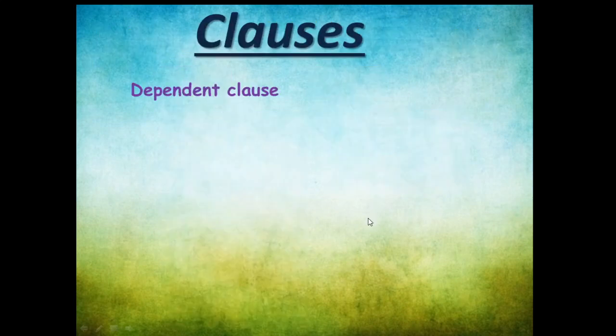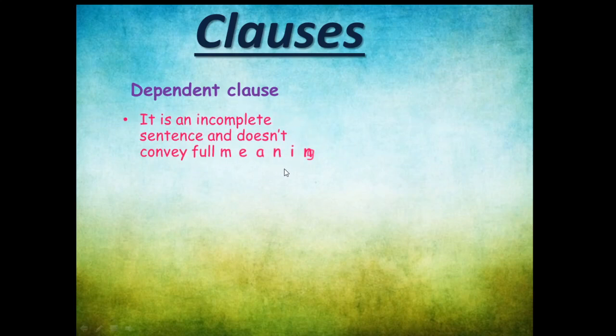Clauses, the types of clause. The first type, as we saw, was the dependent clause. What is a dependent clause? It is an incomplete sentence and doesn't convey full meaning. For example, because the bus was late. Again, I have the group of words, the bus was late. It is having a full meaning. But when I add because, the bus was late, it's dependent. There is something behind why I said the reason as because the bus was late. So hence these group of words, which has some meaning in it but doesn't have a complete sense, is called a dependent clause, where I have added because to the main sentence.